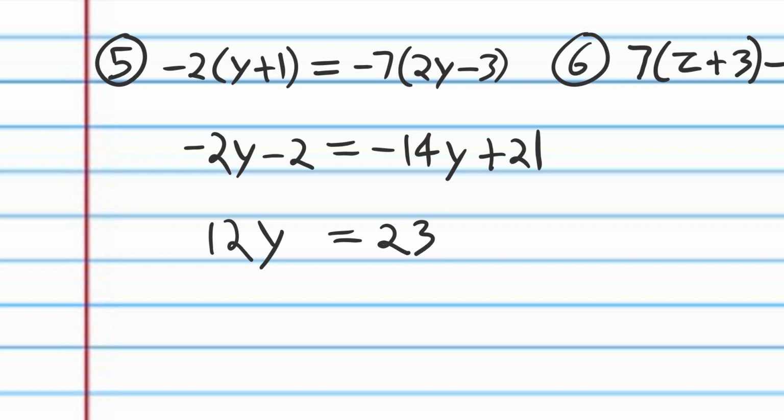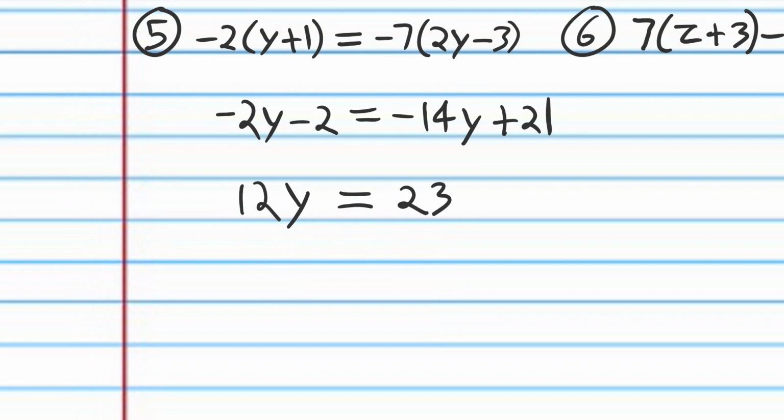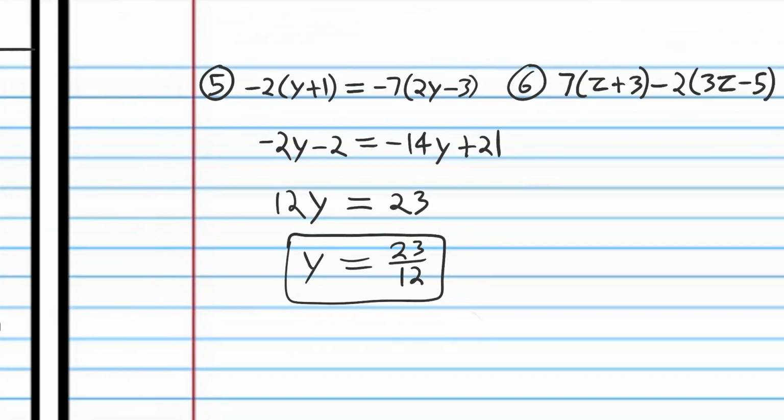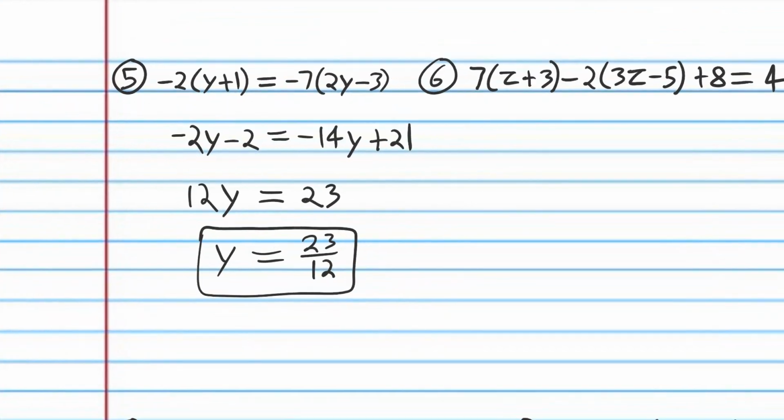Again, these are all things that we're doing in our head. You're only allowed to skip steps in this class, no other class. Whenever you perform an operation on both sides, you have to rewrite in other classes. This is the only one where I'm allowing you to skip that. Divide both sides by 12, and the 12 cancels out, and you end up with 23 over 12. And you can leave it as an improper fraction. So if you got 23 over 12, very good.